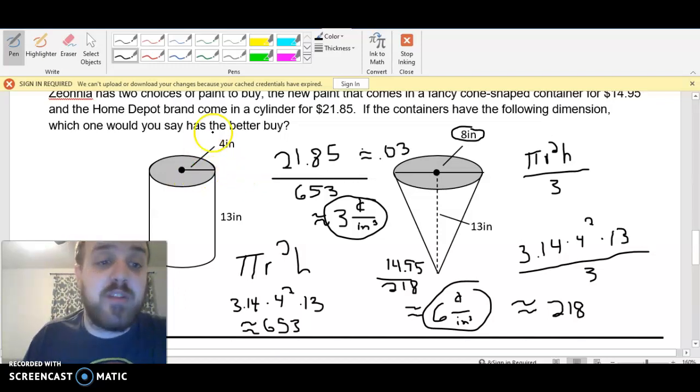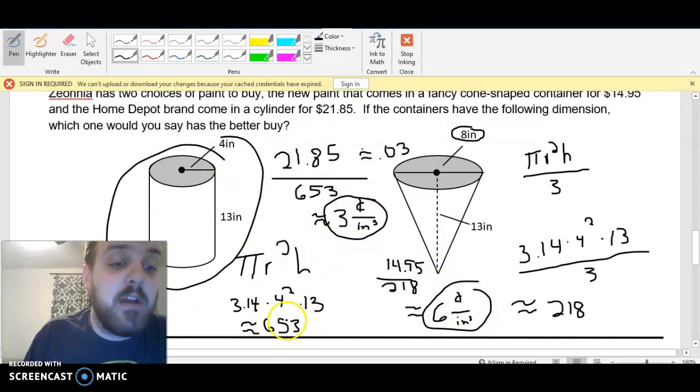So, in terms of which one's a better buy, I would say that based off the unit prices here, it definitely is going to be the cylinder that would be the better buy. That would be the one that I would buy. It costs me less per unit of what I'm looking for.